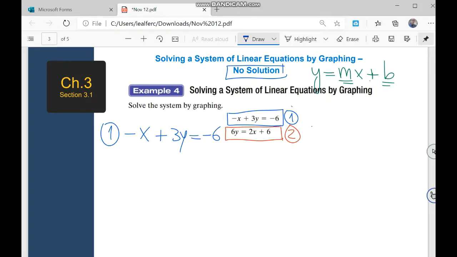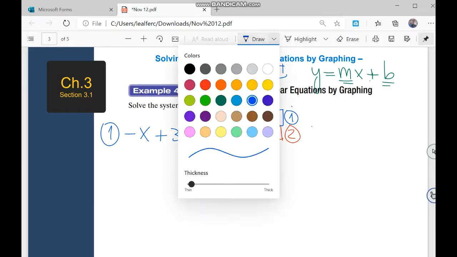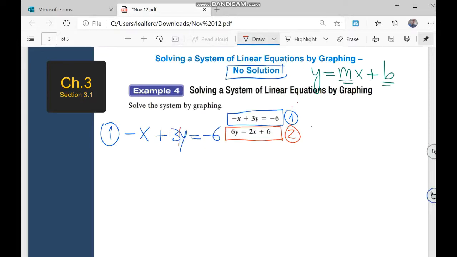In order to make it look like the slope-intercept form, we have to move everything to the right-hand side of the equation except y. We just keep y on the left-hand side and move everything else to the right-hand side. The first thing you're going to move is this x here. Let's add x on both sides, and then we will get rid of this x. We have just 3y equals x minus 6.